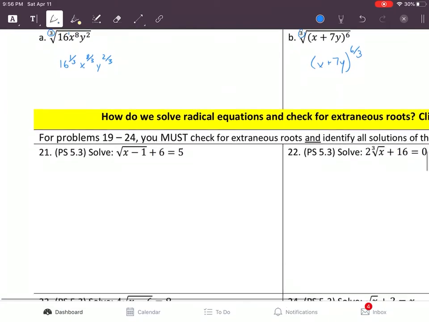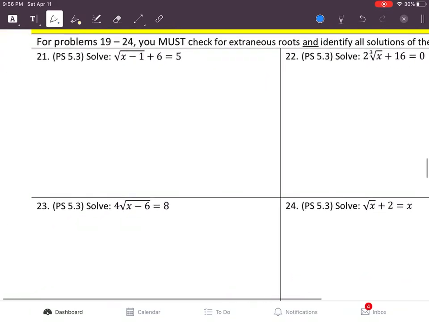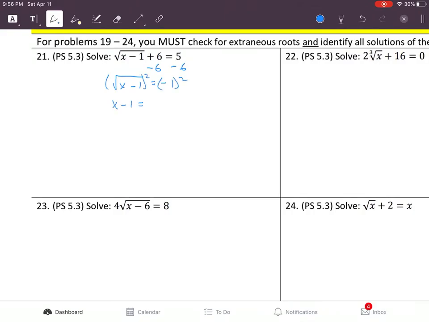All right, next, solving square roots. You have to check your answers on these. Okay, so the first one, to solve for the square root of x, you're going to subtract 6 from both sides. You're going to get the square root of x minus 1 equals negative 1. To get rid of the square root, you're going to square both sides. So x minus 1 equals positive 1. Add 1 to both sides to get x by itself, and x will equal 2.